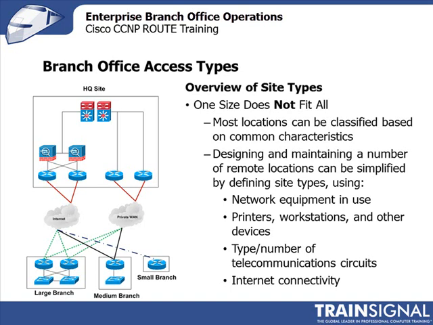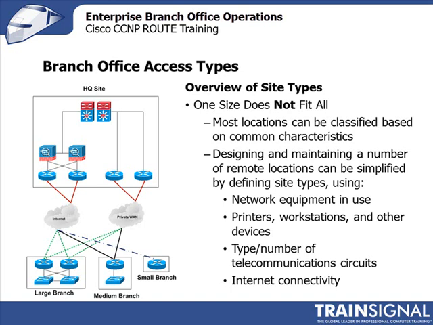For instance, we're just using 3 site types in the diagram here: large, medium, and small. But you can define these site types by the type of networking equipment that's in use, printers, workstations, and other devices, not only type but number, and the number and types of telecommunication circuits. For instance, you may just have simple analog lines at very small offices, and you may have PRIs, very large telecommunication circuits, at the larger locations.